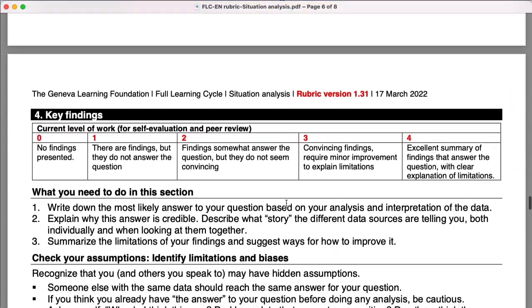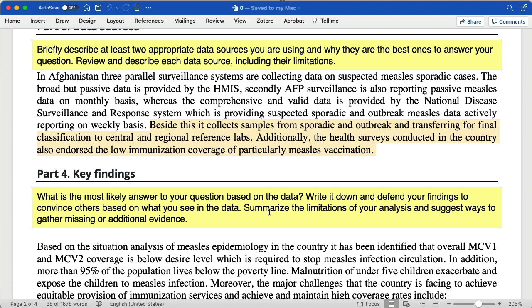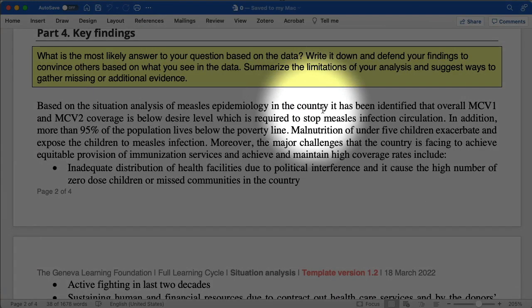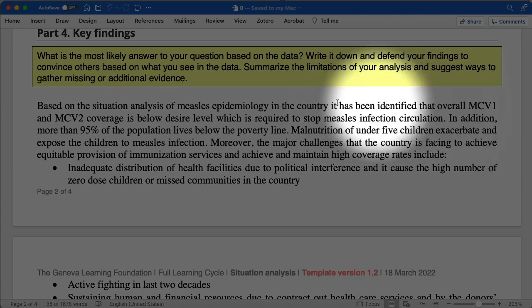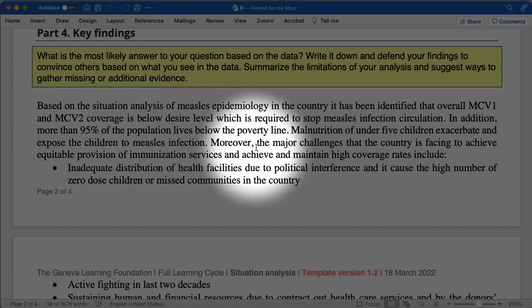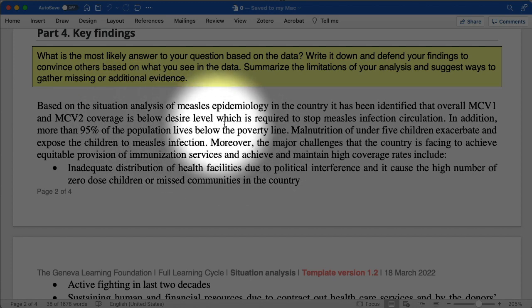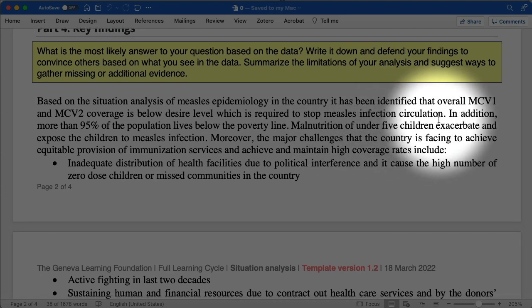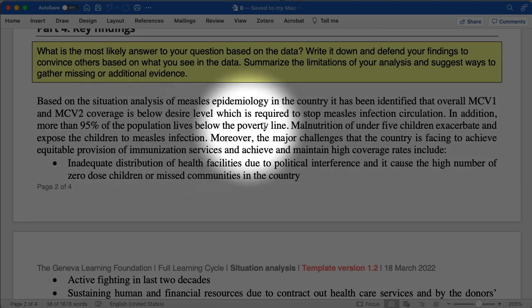Now, next we have the key findings. So let's see what's here. Based on the situation analysis of measles epidemiology, overall MCV1 and MCV2 coverage is below desired levels required to stop measles infection. So yes, I've taken what was presented in the situation analysis. Now that can seem like stating the obvious given what we know about coverage, but this is carrying out the logical steps of analyzing the situation.